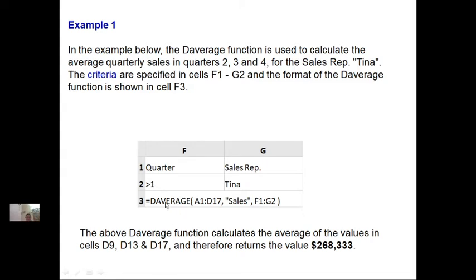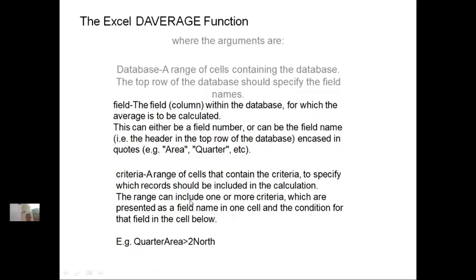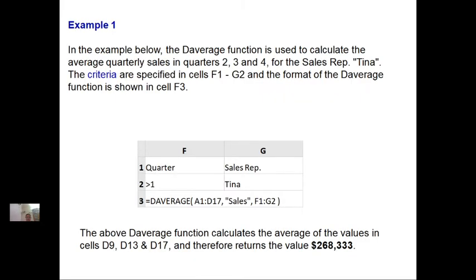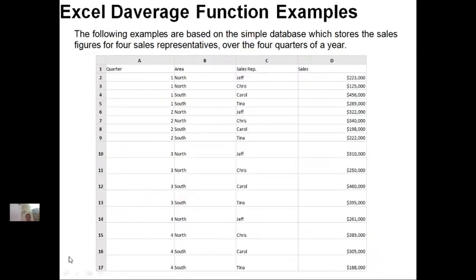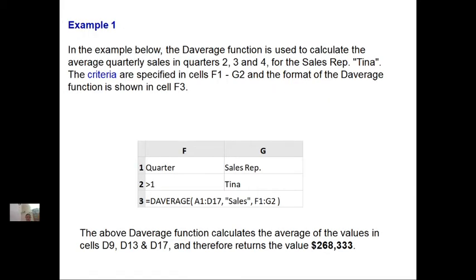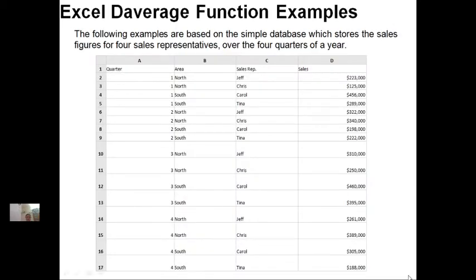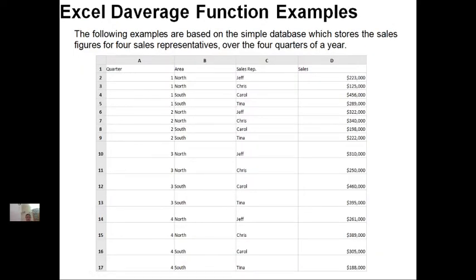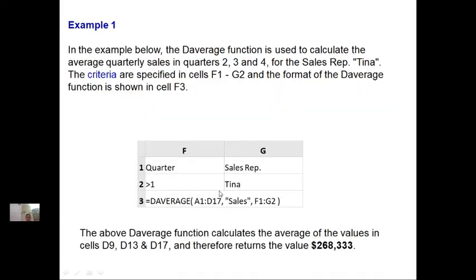So he is entering the formula equal to DAVERAGE, open the brackets. Here we have seen the syntax: database, field, criteria. So what is the database here? The database is A1 to D17. Okay, here you can see from the starting of the cells to the ending cell D17. Then he is taking sales, and the criteria F1 colon G2 here.